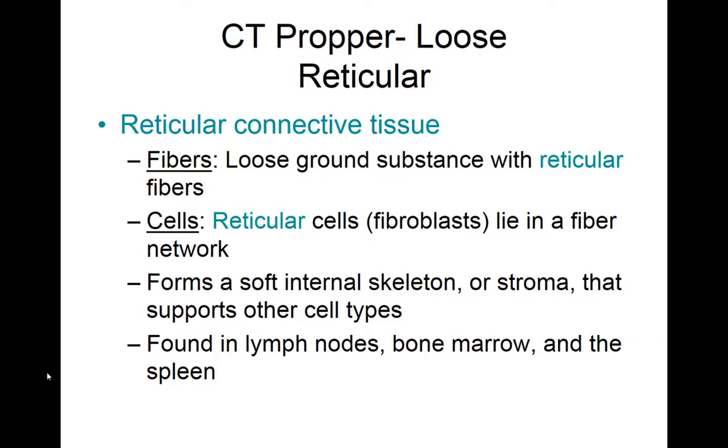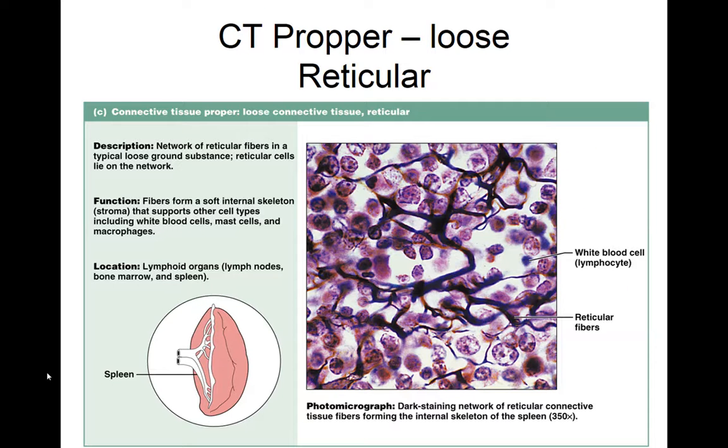Now another type of connective tissue proper that we have is reticular connective tissue. This one gets its name because it has a lot of reticular fibers in it. So reticular tissue has reticular fibers. Still has fibroblasts because it's still a connective tissue proper. And this is one that is going to form sort of a soft internal skeleton of some of the organs of your body. So the spleen, for example, has a lot of reticular connective tissue in it. It gives it kind of a structure.